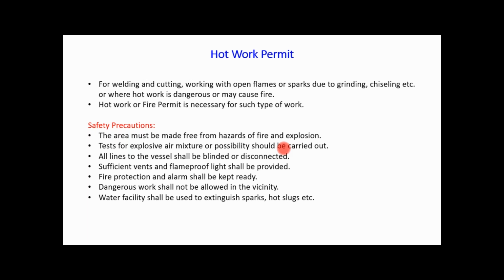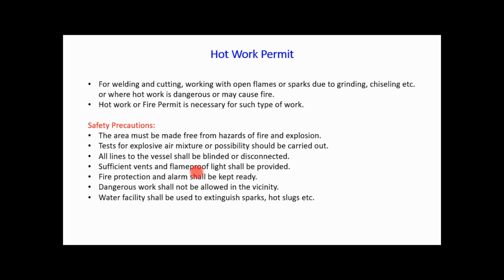And if the explosive air mixture is going to cross this lower explosive limit, then we have to take some precautionary measures to reduce the explosion hazard or to avoid the explosion. All lines to the vessel shall be blinded or disconnected. We have already talked about blanketing, blinding, and disconnecting. Disconnecting may be a valve closing activity, or a metal piece added in the pipeline, or some other case. But we have to isolate this hot work from other normal work.